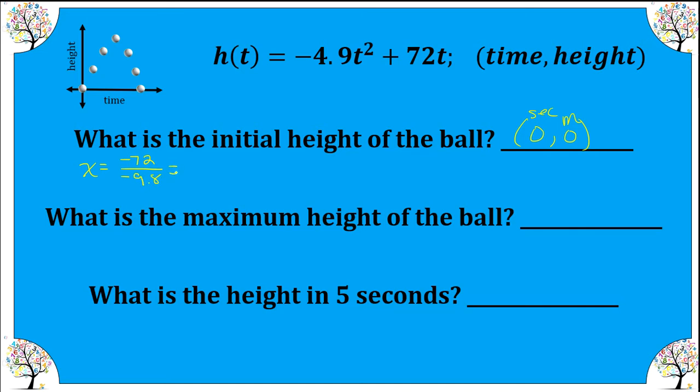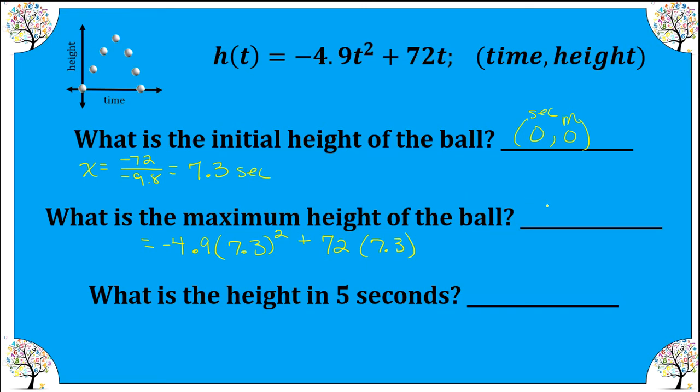And when we divide that out, we get, and we're going to round to the tenth, 7.3. So about 7.3 seconds is when the ball reaches the maximum height. Now let's plug it into our function. So 7.3 squared times negative 4.9 plus 72 times 7.3. And I roughly get 264, and I got 0.479, so I'm going to round to 0.5.